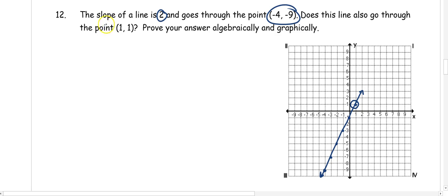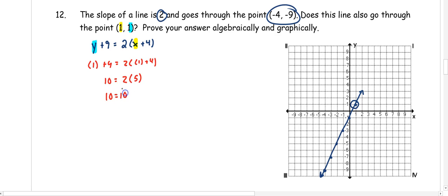Now we can also do it algebraically. So we're going to write the equation of the line. y plus 9 equals 2 times x minus 4. And then we're going to test using the point (1, 1) to see if both sides of the equation are equal. So we're going to put 1 in for x and 1 in for y. We only put the numbers in here when we're testing, is it a solution or not? So when I substitute, I get 1 plus 9 equals 2 times parentheses 1 minus 4. So 1 plus 9 is 10. And then we have 2 times 1 plus 4, which is 5. So we get 10 equals 10, which also means that it's a solution because it works in the equation.